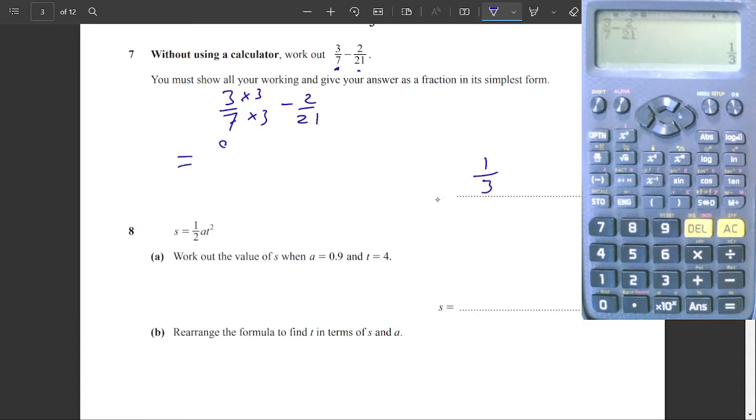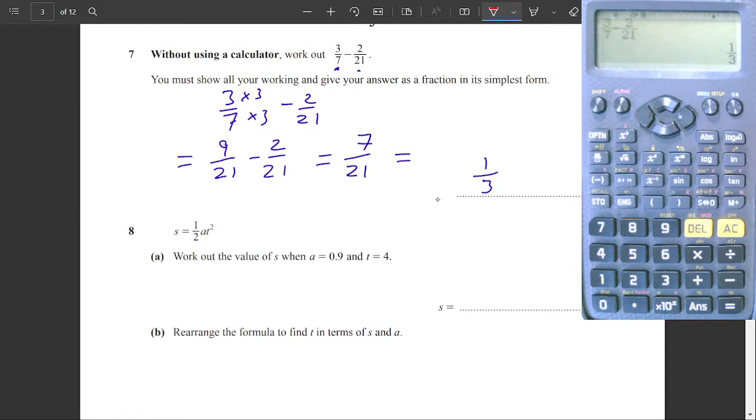Because that will give us 9 over 21 minus 2 over 21. Now that the denominators are the same, we can subtract. That will give us 7 over 21. Simplified, that gives us 1/3. Now that I've shown every step, we'll get our marks.